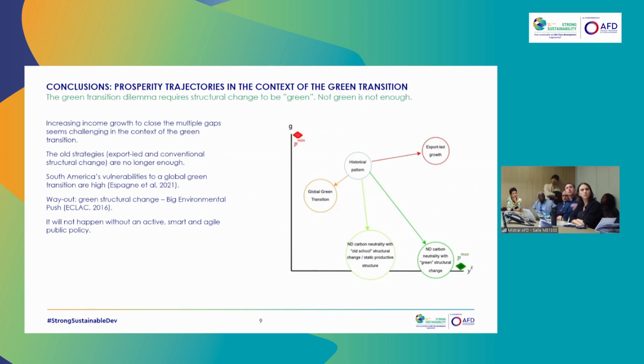And there you can find some of the ideas that could be developed in order to make the transition possible. The transition path that would describe the way out of this dilemma is the one that you can see in that graph, in the dark green line, where basically we would have nationally determined carbon neutrality with green structural change, leading to a situation where both output growth is high, emissions growth is zero, and therefore the economy finds itself close to the PMAX point, again, the point where the growth rate of prosperity is the highest possible. Thank you very much for your attention.